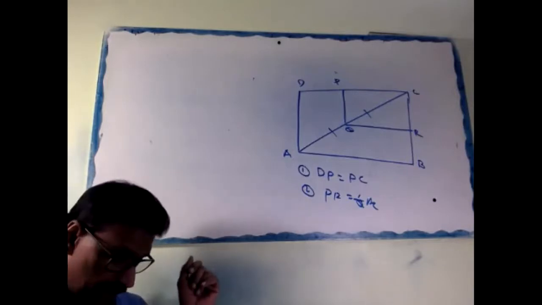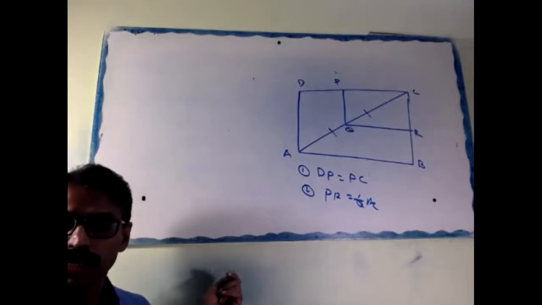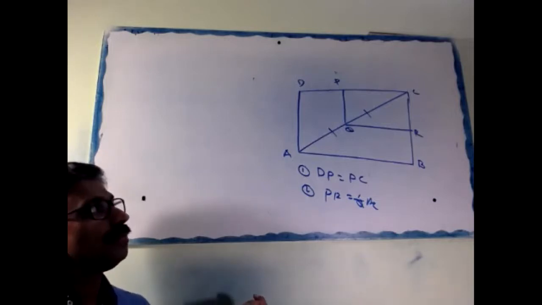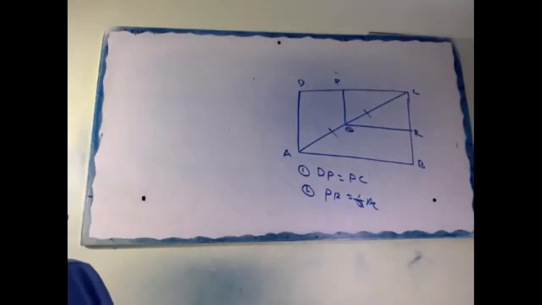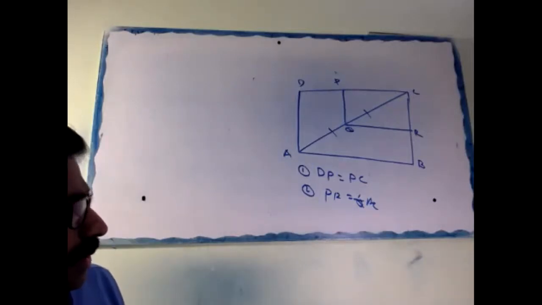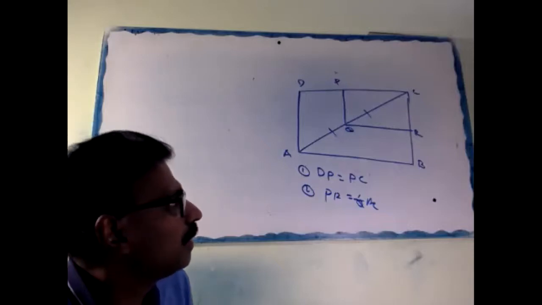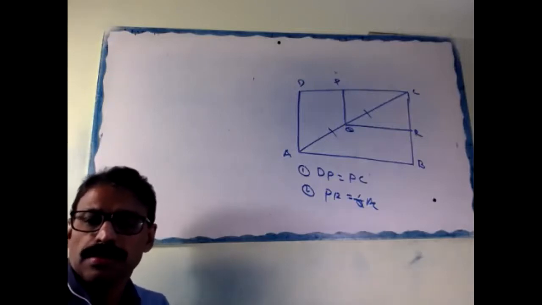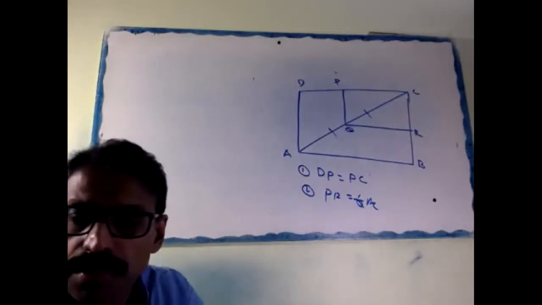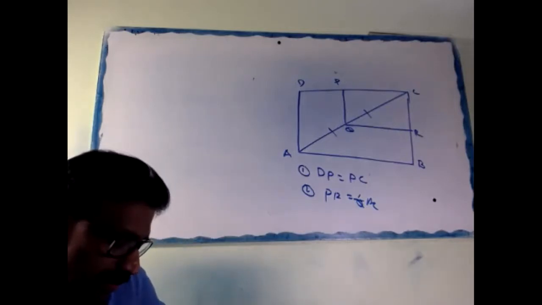Listen, question what? ABCD and PQRC are rectangles. Okay, Q is the midpoint of AC. Show that DP is equal to PC and PR is equal to half of AC. Okay. Remind me, Jonathan. Maybe I'll arrange.